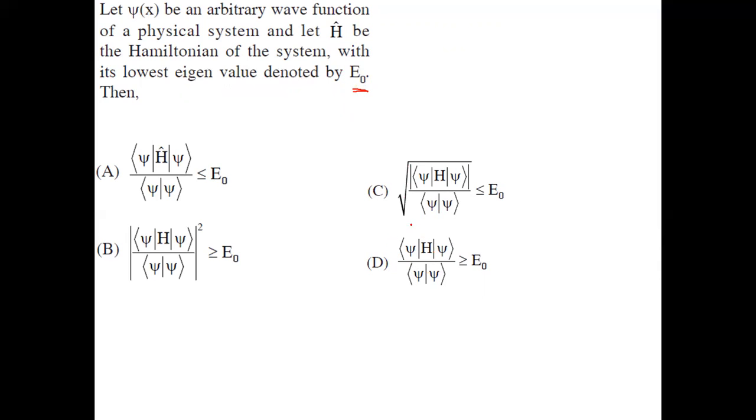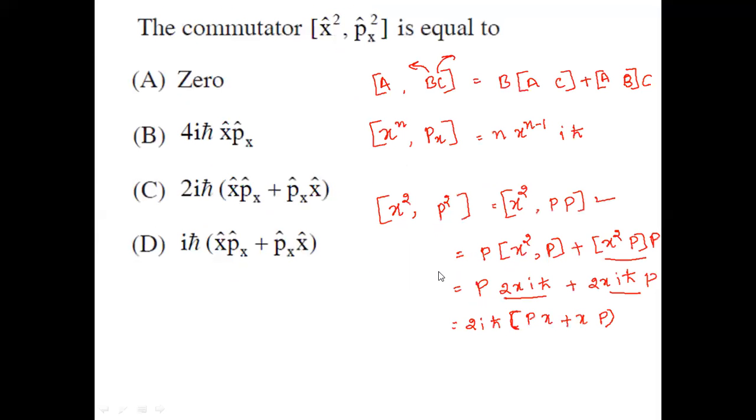The expectation value of the energy is always greater than or equal to the true ground state energy, or the lowest energy eigenvalue. You can also say that the expectation value based on arbitrary wave functions and the defined Hamiltonian is always greater than or equal to the true ground state energy. So the relation which is correct here is option D. The expectation value of energy will not involve square and square root, and this cannot be less than or equal to the true ground state energy. It would always be greater than or equal to the true ground state energy.